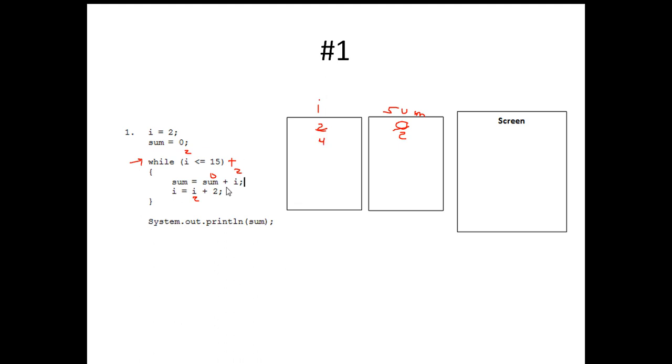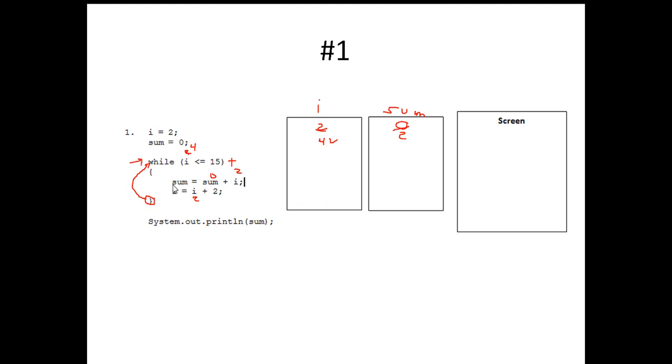And now that we're done with this line, the next line is a brace that tells us to go back to the while statement. So in here, I is now, instead of being 2, actually 4. And we see that right here in the memory location. 4 is less than or equal to 15.